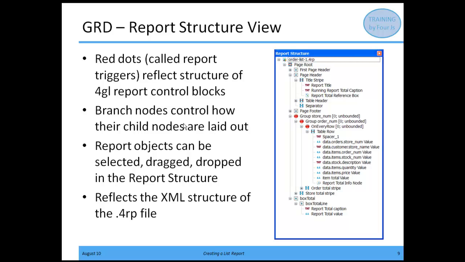Now the branch nodes control how the children are laid out. If you have things labeled in what we call dynamic layouting, the order that they're laid out is going to be the order that they appear within their node. Now report objects can be selected, dragged, and dropped into the report structure, and they can also be reorganized once they are inside the report structure. This report structure actually represents the XML structure of the 4RP file.